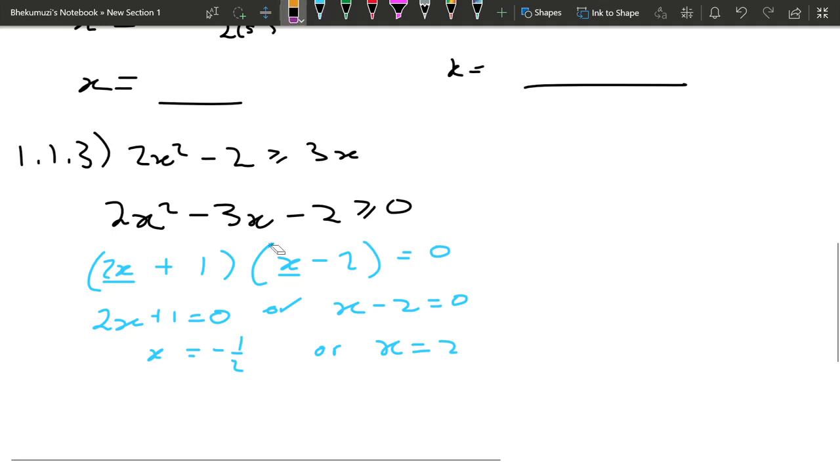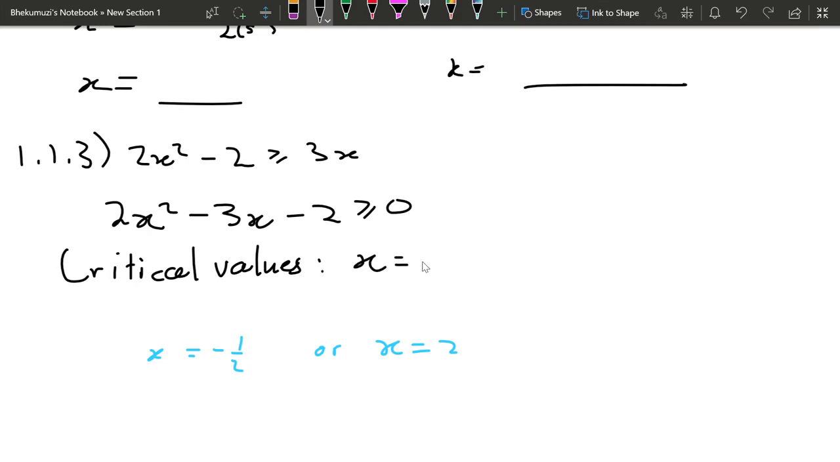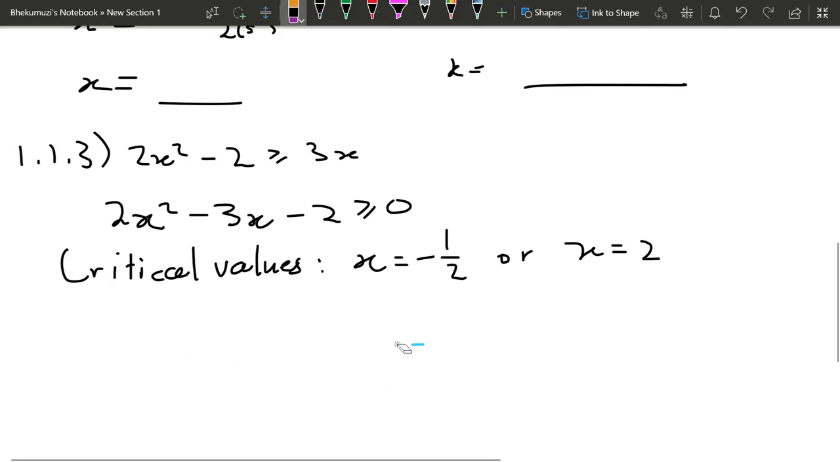But again, as I said, this is just helping us to find the critical values, and it's not actually part of the solution. What is part of the solution is your actual answers at the end, being the critical values, right? The critical values would be x equals minus 1 over 2, or x equals 2, right? So that's what you'd state as part of your solution.